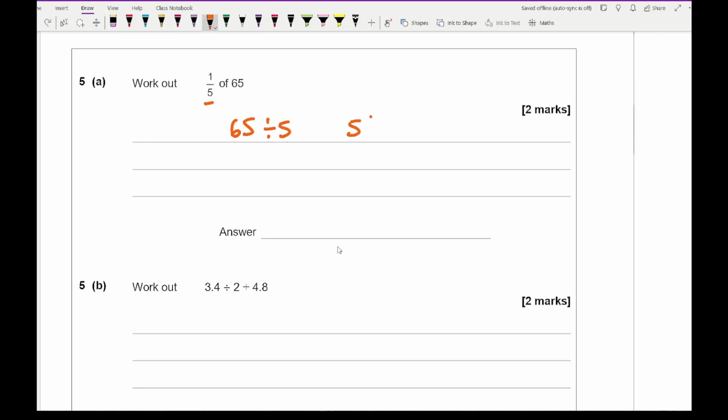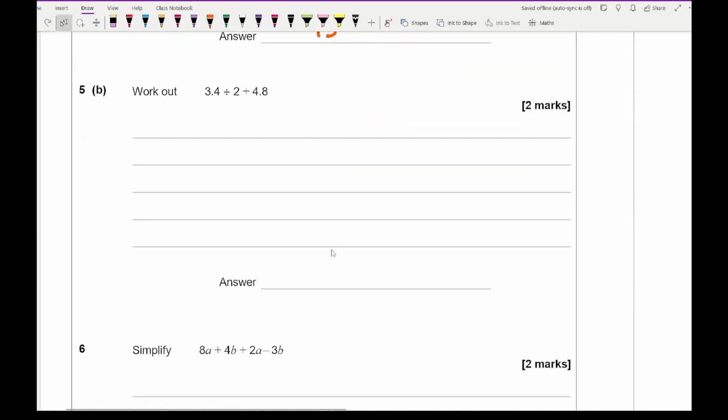So you can use the bus stop method to do this, so that's going to be 1 remainder 1 and then 3, so the answer is 13. For question 5b, we're working with decimals, so we're using BIDMAS, so we need to do this bit first. So 3.4 divided by 2 is 1.7, and then 1.7 plus 4.8 is going to give me 5 carry the 1, so it's going to be 6.5.